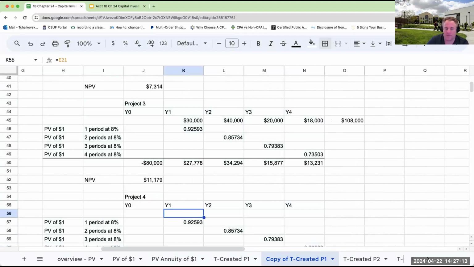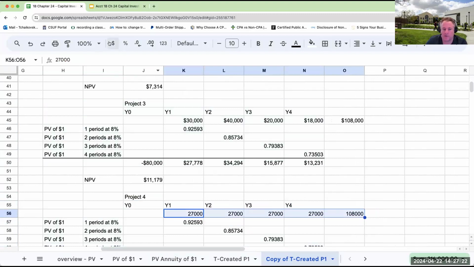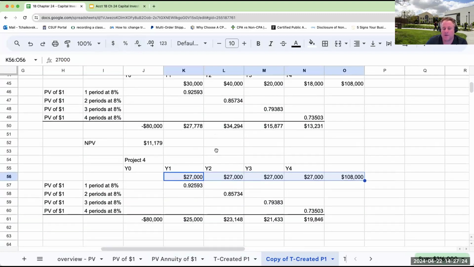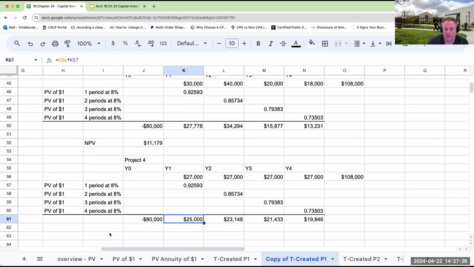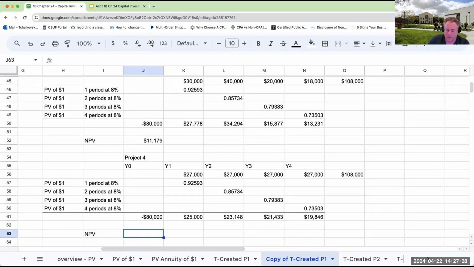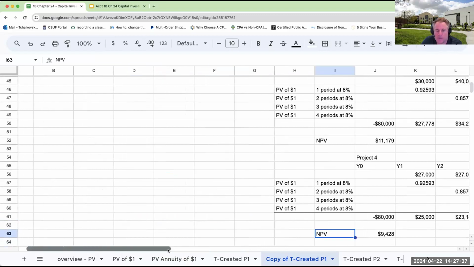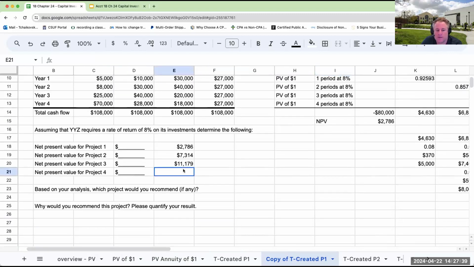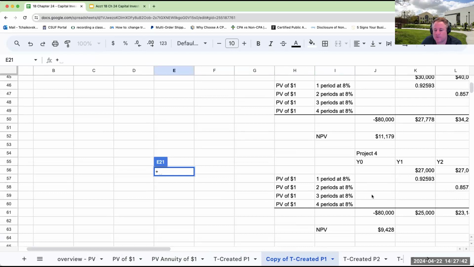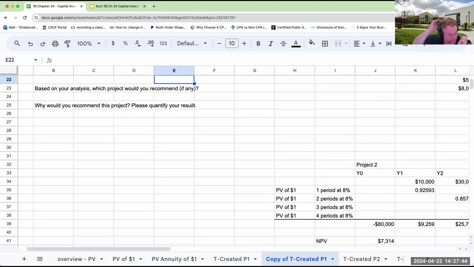Project 4, this is 27,000 per year for 4 years, or $108,000. Okay. Now, if I go through and add these up, my net present value of these future cash flows is going to be 9,428. So come over here. My present value for project 4 is 9,428.